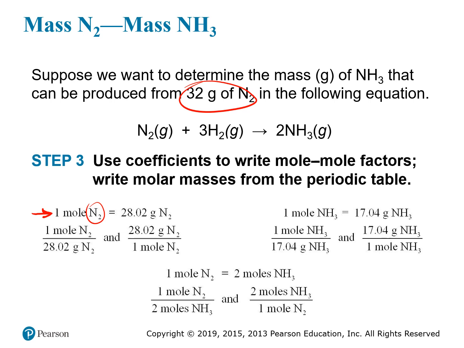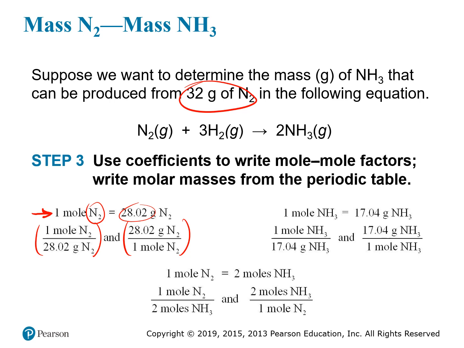So when you look in the periodic table, you'll see that a single nitrogen atom has an atomic mass of 14.01. For N2, you have 2 nitrogen atoms, and so you need to double it to get 28.02 grams per mole. Okay, and so from that, you have 2 potential conversion factors. We'll see which one to choose in a moment.